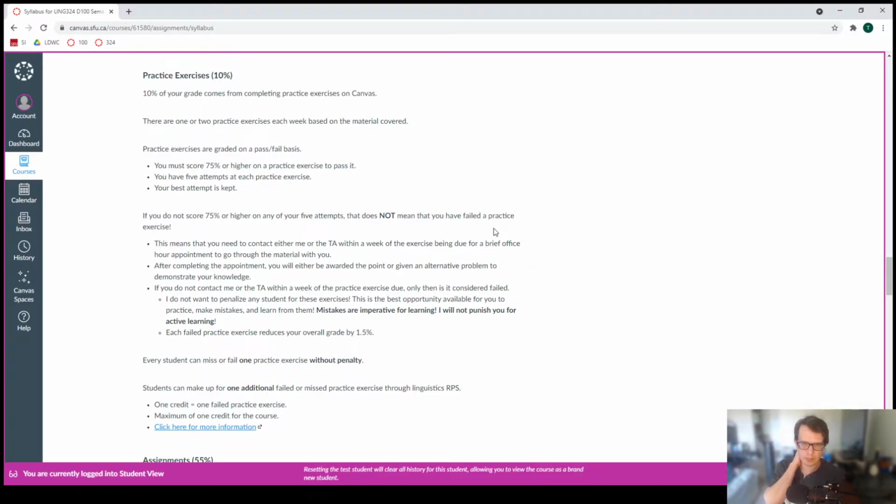So 10% of your grade comes from completing practice exercises on Canvas, and these are repeatable. And for each of these weeks that we do, there is one practice exercise that you get 5 attempts at. And the goal is to get 75% or higher. If you get 75%, you pass. You get full credit. If you do not get 75% after 5 attempts, then you have not passed.